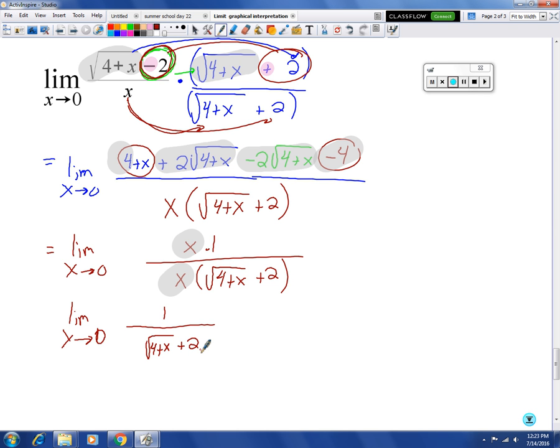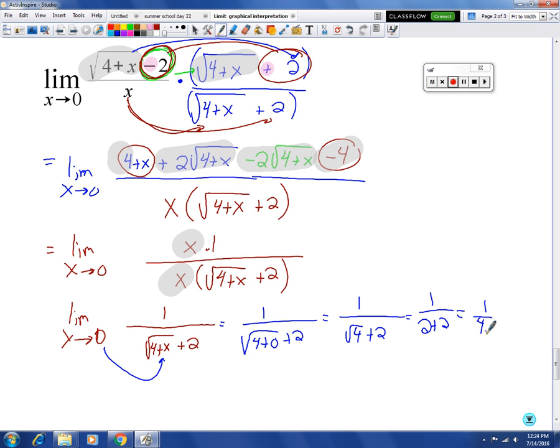Alright, let's substitute 0 in this time. You get 1 over square root of 4 plus 0 plus 2. The 4 plus 0 is 4, and the square root of 4 is a 2. So my final answer, my limit, is 1/4. So that hard-looking problem, a lot of writing, but not really that many steps.